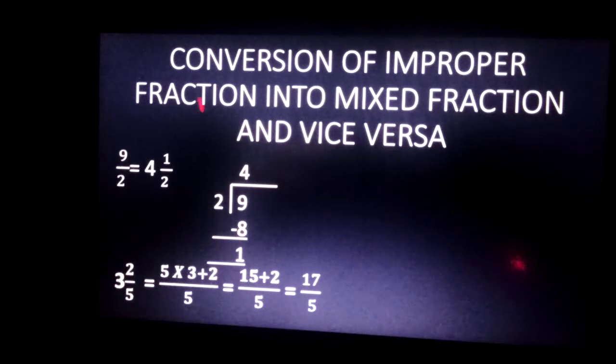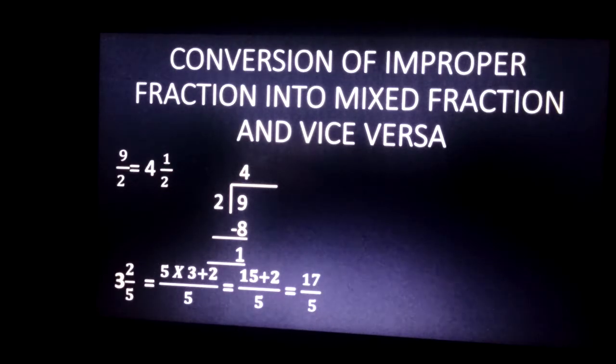So the quotient will be the whole number written here and the remainder becomes the numerator in the mixed number and the divisor will be the denominator. Therefore, 9 by 2 is equal to 4 and 1/2.